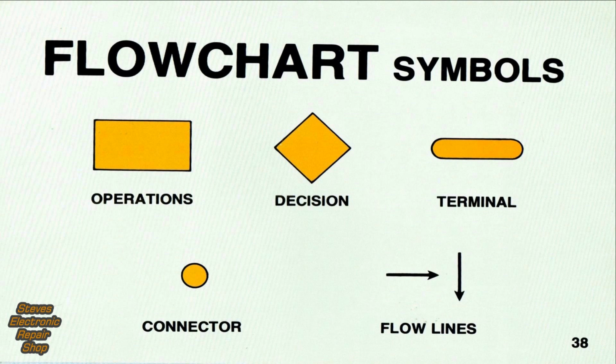Like the blueprint, a flowchart is drawn using standard symbols. Here we see 5 symbols used in flowcharts. Although there are many other flowchart symbols, these 5 are the most common. Let's look at each of these in more detail.